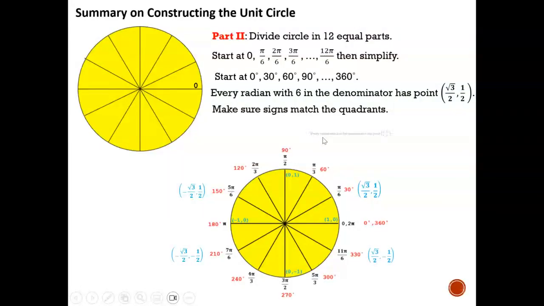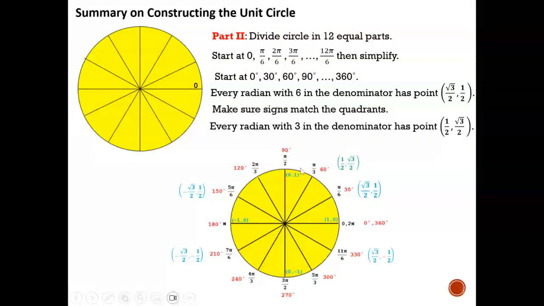And every radian with a 3 in the denominator, this is my point, 1/2, square root of 3 over 2. So it will be in quadrant 1 at pi over 3, both going to be positive. In quadrant 2, the 2 pi over 3 is going to be negative, positive. In quadrant 3, the 4 pi over 3, they're both going to be negative. And finally, at 5 pi over 3, which is quadrant 4, it's going to be positive, negative.